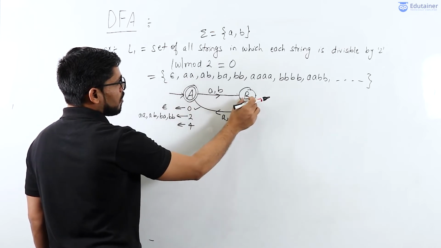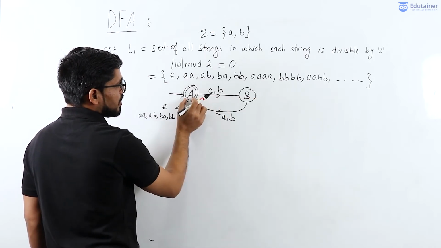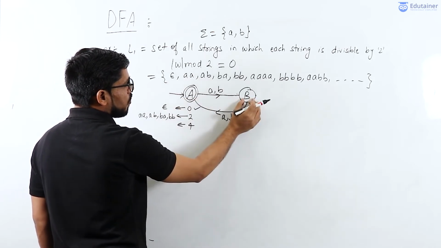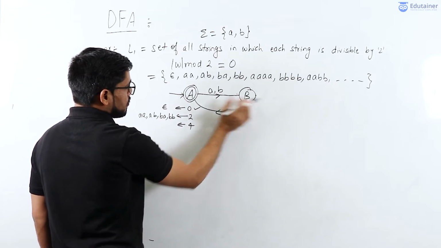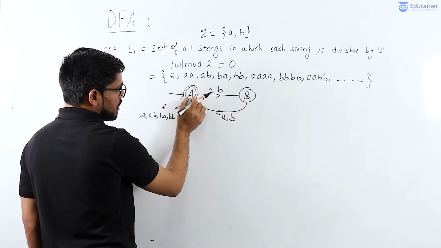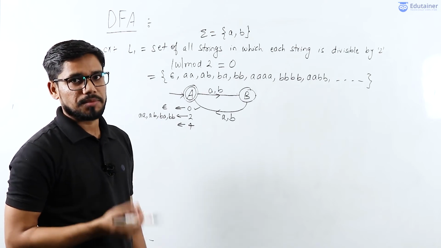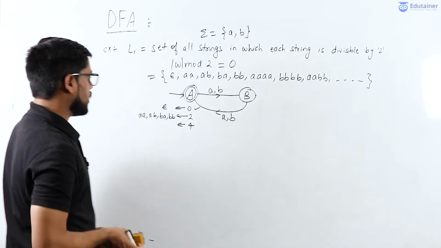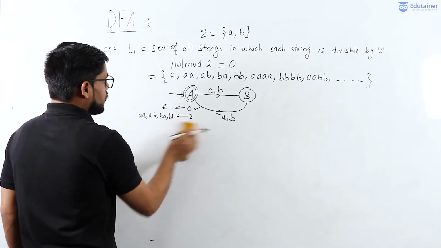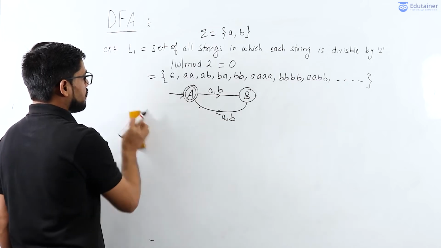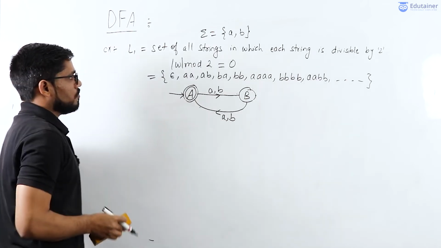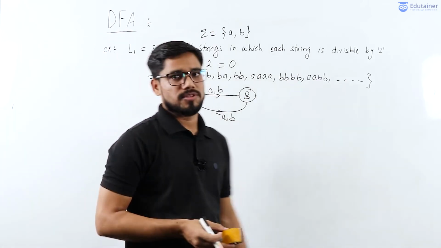Here odd length string is accepted. Here even length string is accepted. Here odd length string is accepted. So I will make the state capital A a final state for accepting even length strings. Okay, that's how you can draw the DFA for lengths which are divisible by 2.